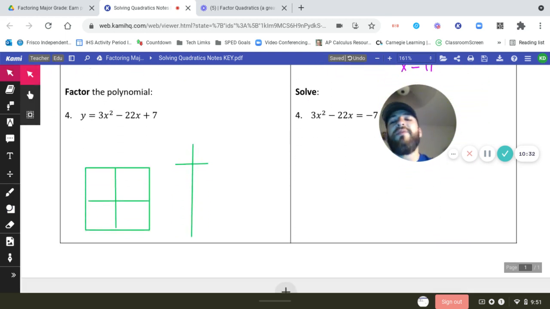Okay, let's look at number 4. This is an a is greater than 1. We might be able to take a GCF out. So we do always want to check for that.